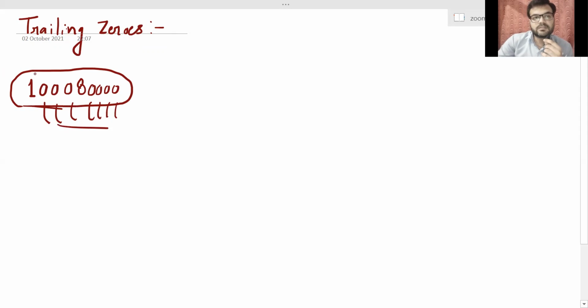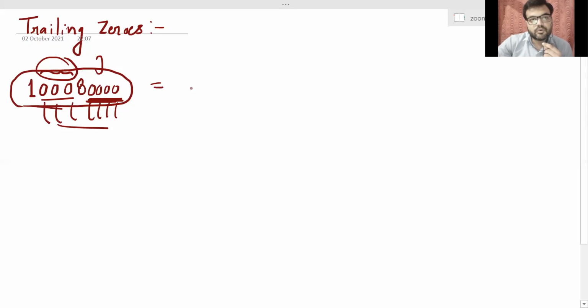But the problem is these are the zeros which are coming in between this number. When it comes to aptitude and the examiner asks you to count the number of zeros, you will not be counting these zeros. Trailing zeros are those zeros which are coming at the end of any given expression or number. So these four zeros are nothing but the trailing zeros. We have got four trailing zeros in this number.